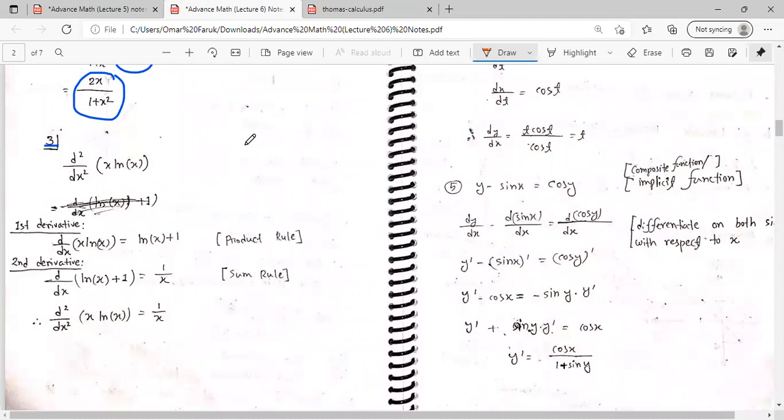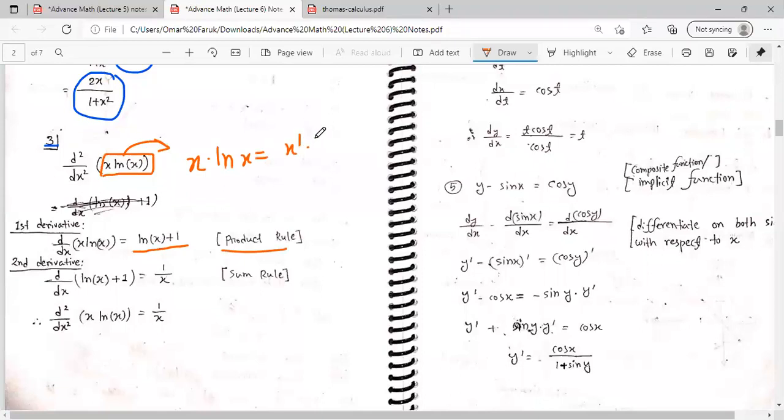So what is second derivative? For example, we have a function x ln x. So we have to differentiate this 2 times. So firstly, you differentiate the whole function x ln x. So the derivative of the whole function will be ln x plus 1 using the product rule. Okay. So let me show you here. So this was x into ln x.